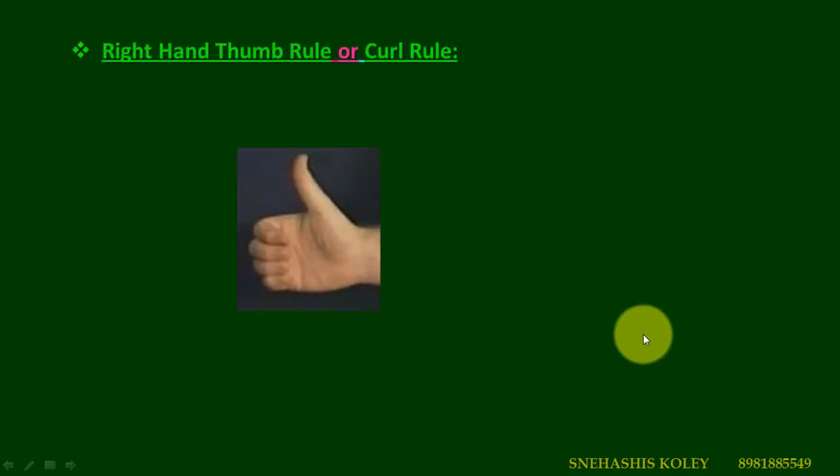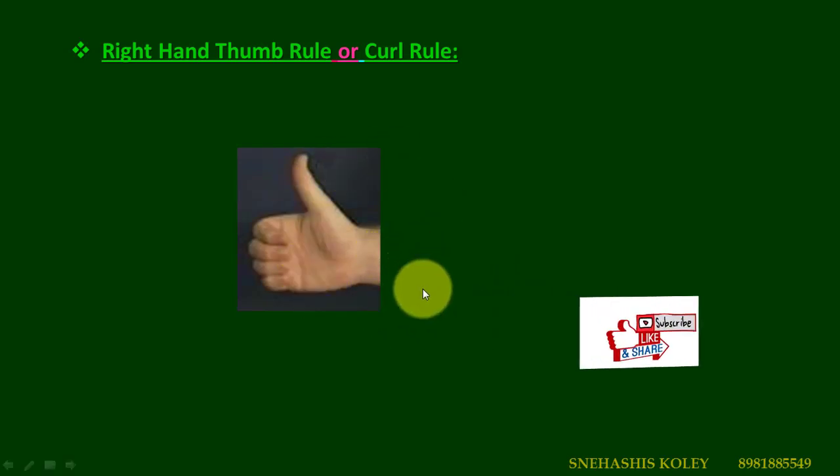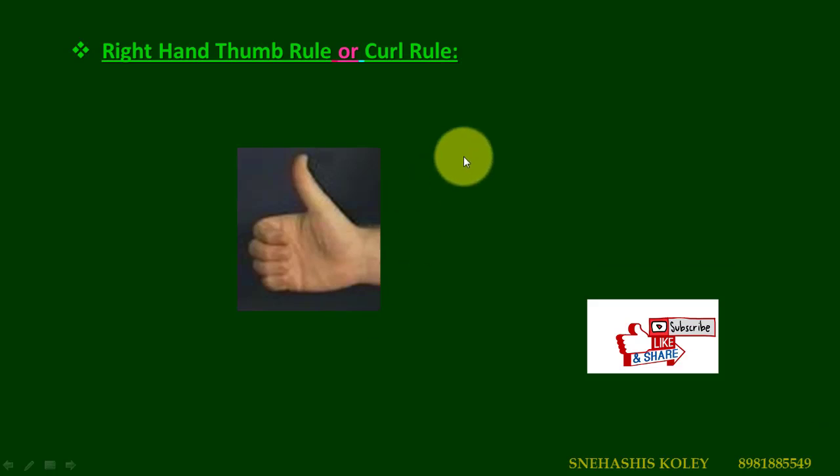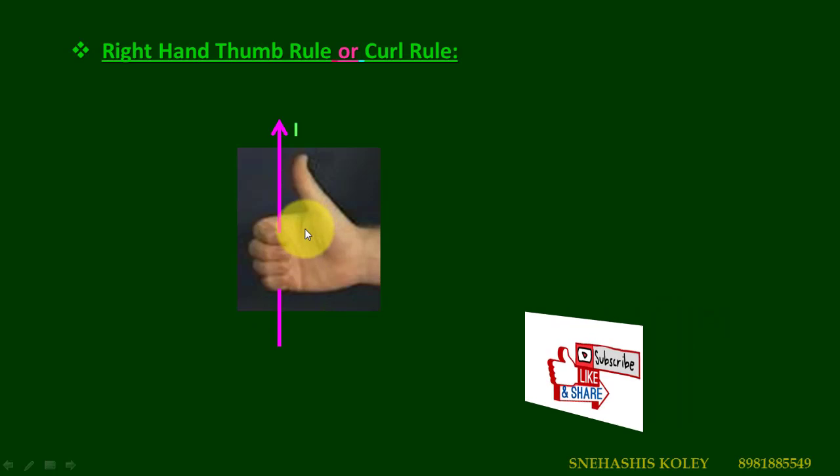Now here is another rule which is used to determine the direction of the magnetic field around a current carrying conductor. We can find the direction of the magnetic field lines using the right hand thumb rule, along with the right hand screw rule, which we have discussed earlier. These two rules are used to find the direction of the magnetic field lines. Here, as you can see, this is a current carrying conductor, and current is flowing in the upward direction.